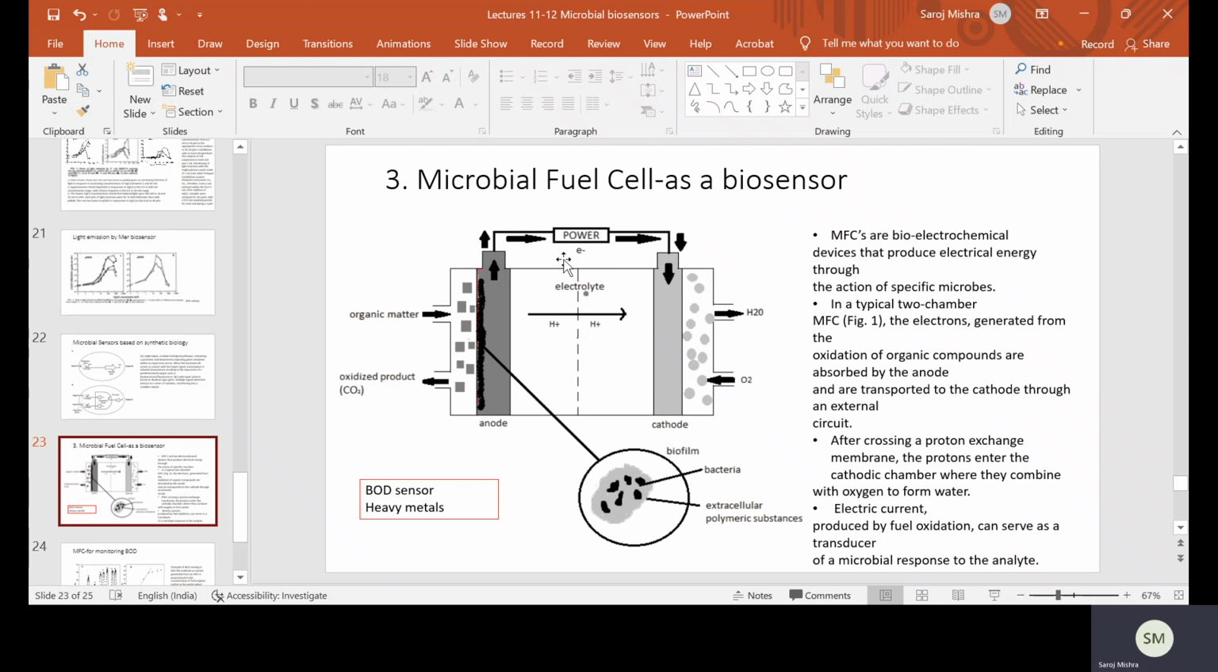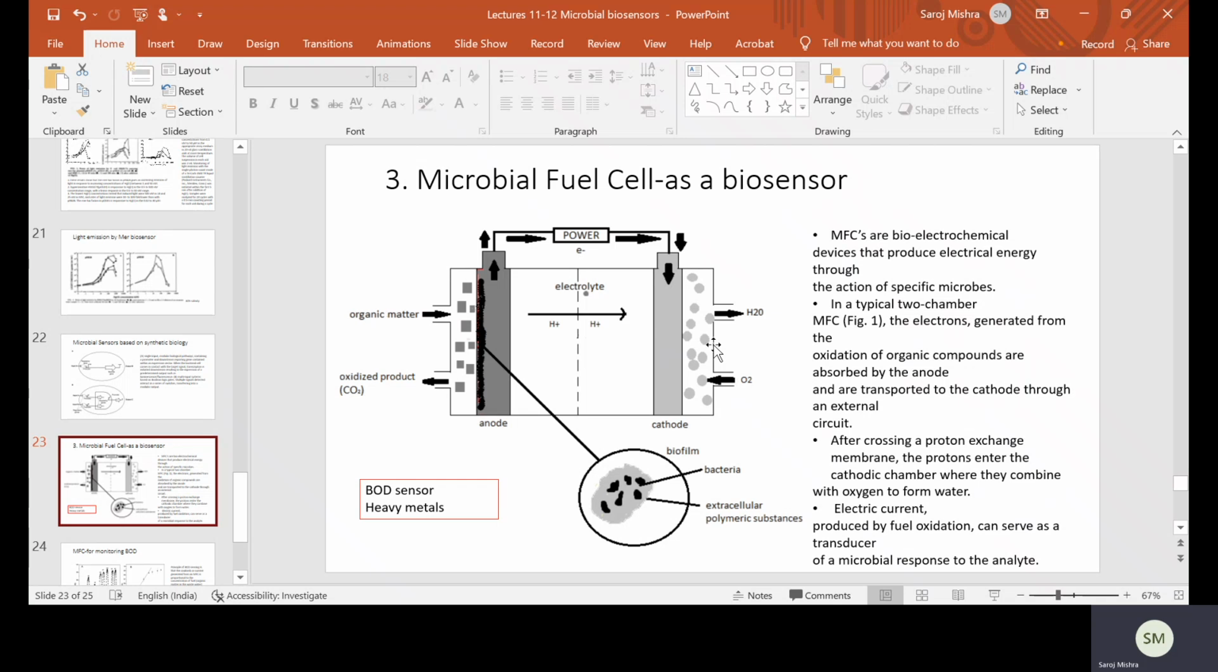The current flows, and eventually on the other side, the electrons and hydrogens will combine with molecular oxygen. So oxygen, you see, is entering in here, and it combines with the proton and the electron to give rise to water. Such a concept of a biosensor is called a microbial fuel cell, and they are also being extensively looked at now.